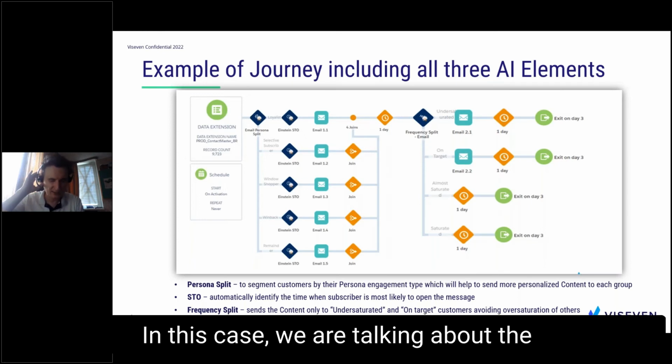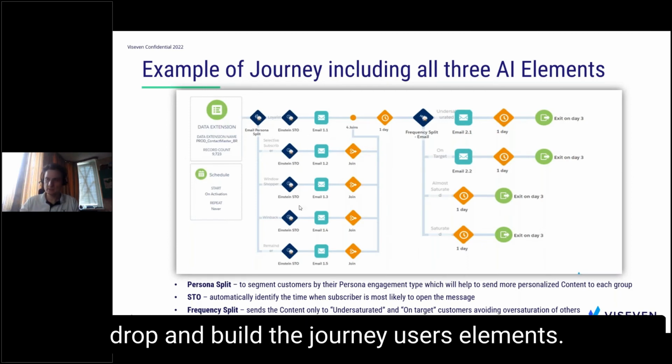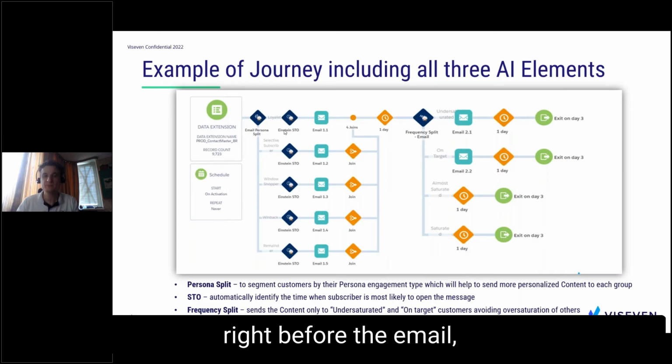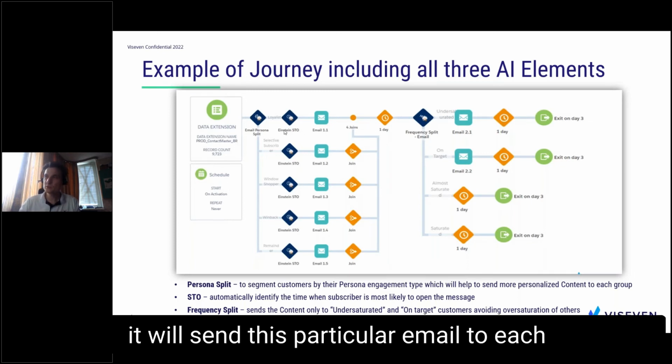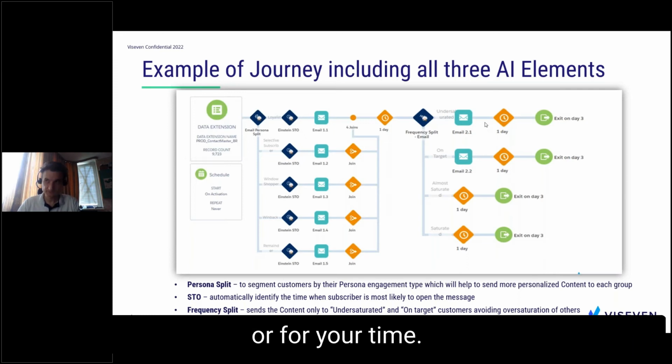In this case, we're particularly talking about the Field Force Marketing Cloud. So you can drag and drop and build the journey, use these elements. For example, if you put the Einstein send time optimization element right before the email, it will send this particular email to each particular subscriber, HCP, at the most suitable time for him or for her.